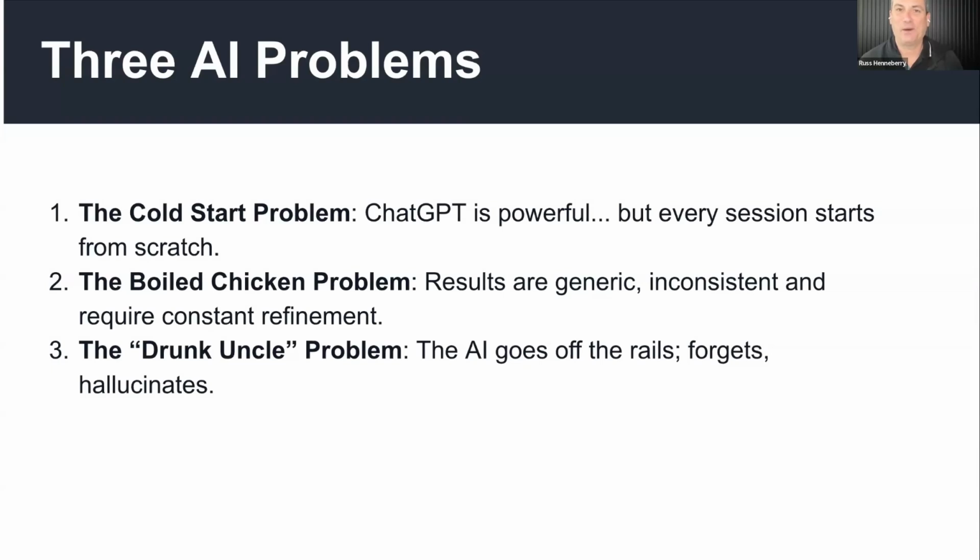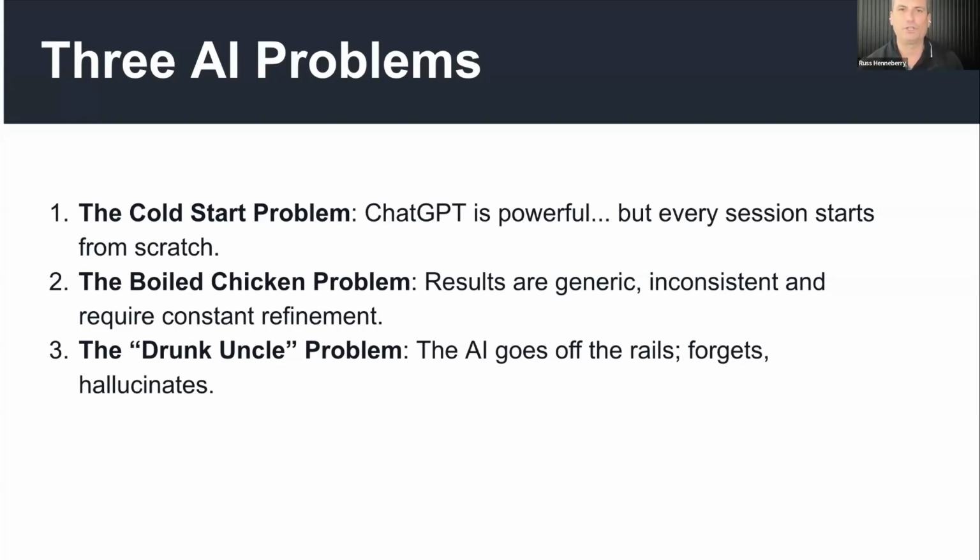I used to talk about two problems with AI. Now I've got three AI problems. Okay. So I sort of discerned this third one and I call it the drunk uncle problem. But there's really three big problems with AI that we run up against when we're using it. The first one's the cold start, which is like every session I've got to start over. It just seems like I'm not getting any momentum inside of this tool.